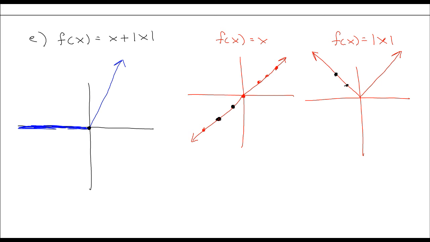Alright, so there's the graph that I want that goes with this function. And in this case, the x and y intercepts are both the same. So x and y intercept are both 0, 0.